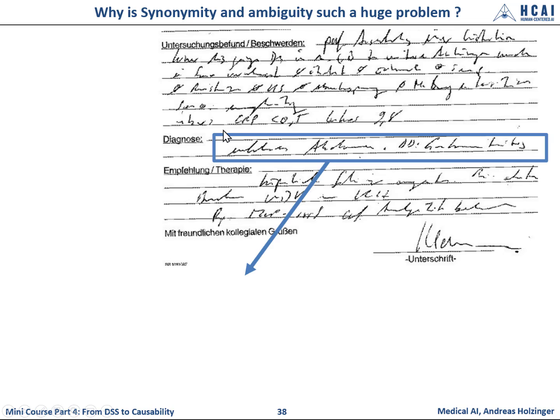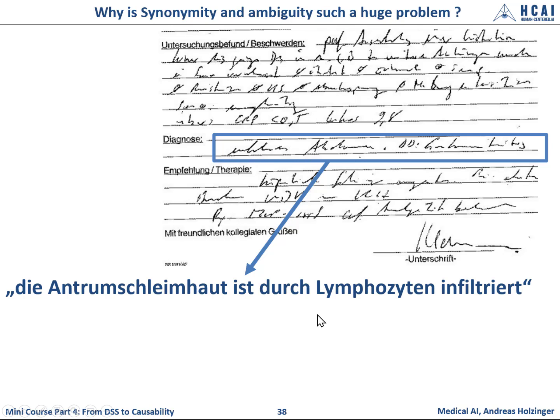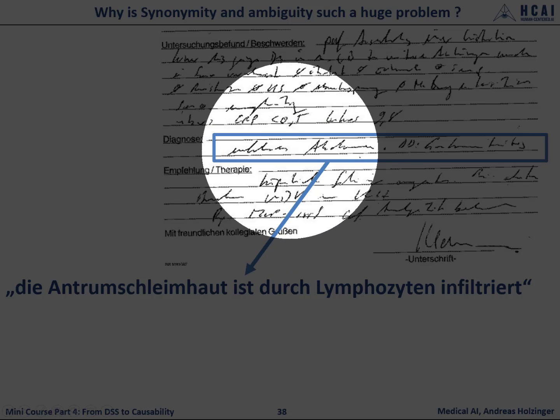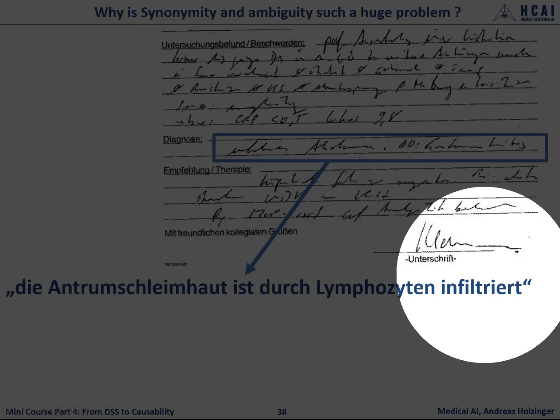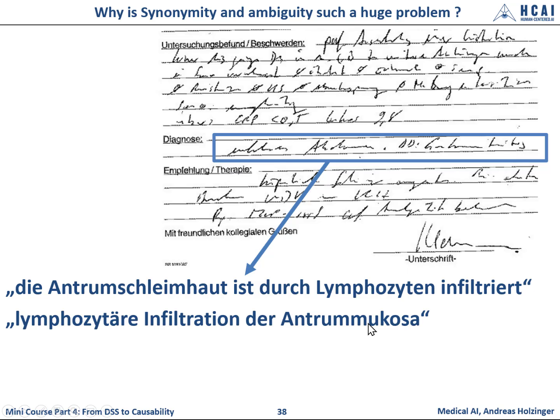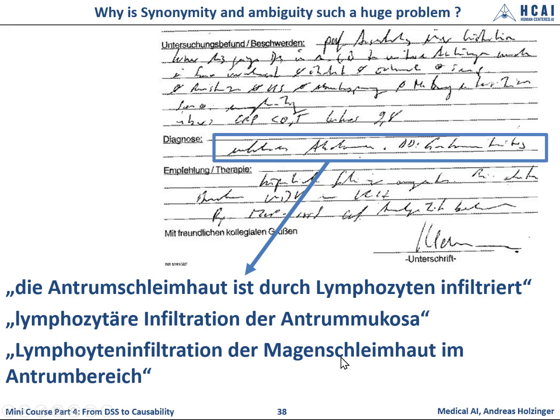Okay. So, just to give you an idea, this one clearly states: Antrum-Schleimhaut ist durch Lymphozyten infiltriert. You can clearly read this. But the problem is an ongoing one, because this can also be: lymphocytäre Infiltration der Antrum-Mucosa, and it can also be: Lymphozyten-Infiltration der Magenschleimhaut im Antrum-Bereich.